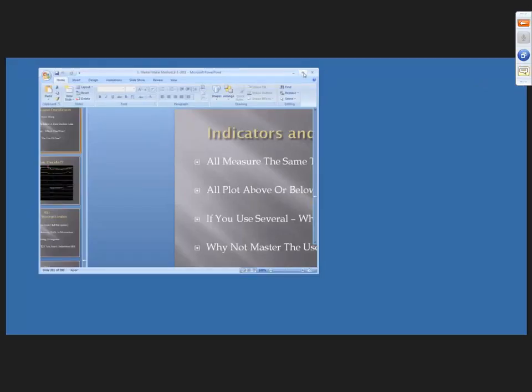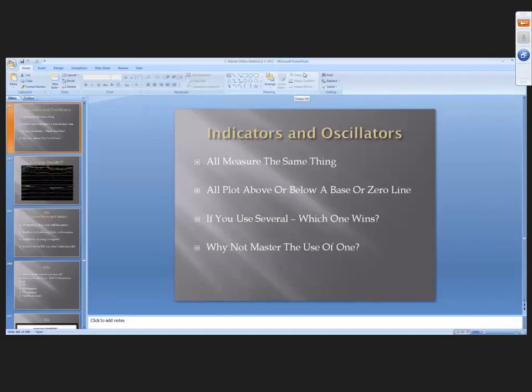All right, I'm going to talk about TDI. And I don't know if I have Deb's chart with me or not tonight. I can't remember. But anyway, look, indicators and oscillators, they all measure the same stuff, right? When you agree on that, they all plot above or below a baseline, a 0 line, a 50. If you use several of them, which one wins? How do you decide which one's the right one to go by?